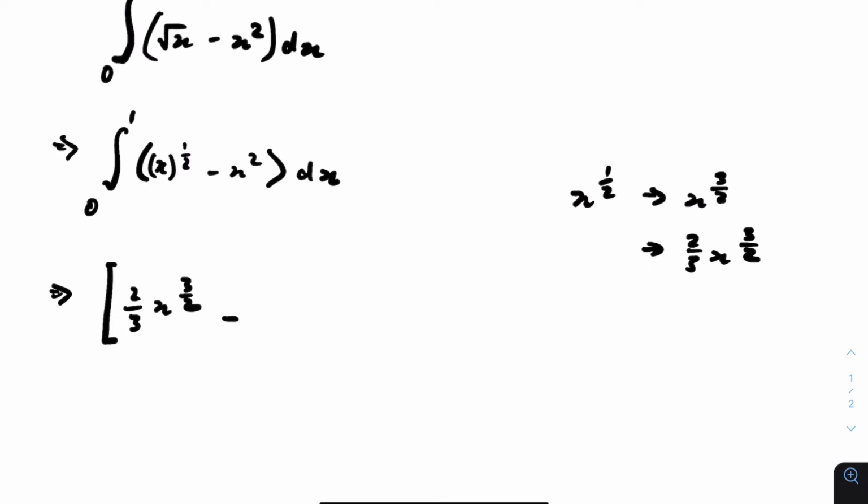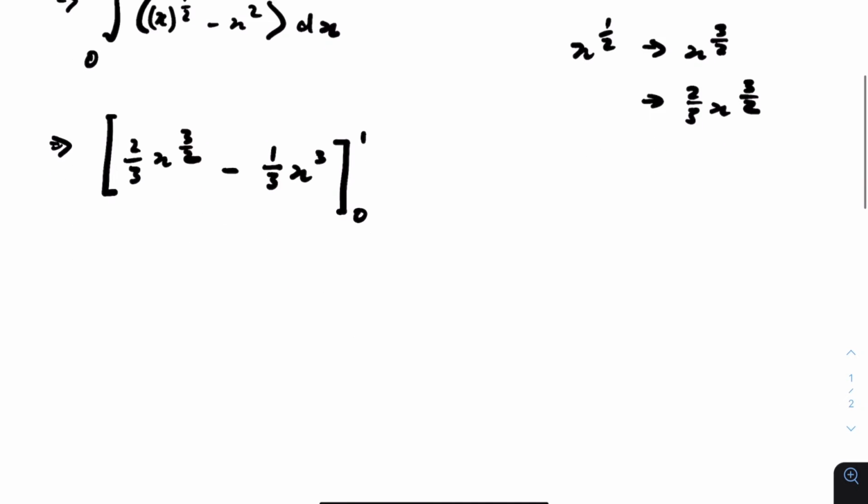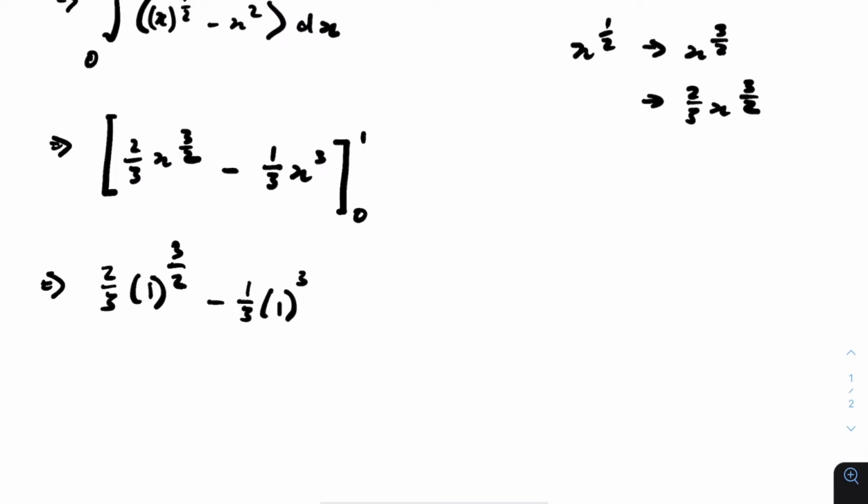Increasing the power by 1 more, we get x cubed divided by the power, so 1 over 3 x cubed. This is our integrated function. Now we just need to apply the lower and upper bound. When we do this, we get 2 over 3 times 1 to the power of 3 over 2 minus 1 over 3 times 1 cubed.